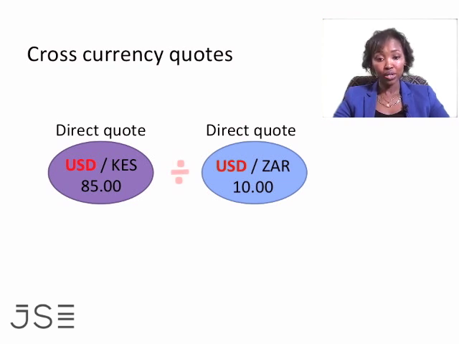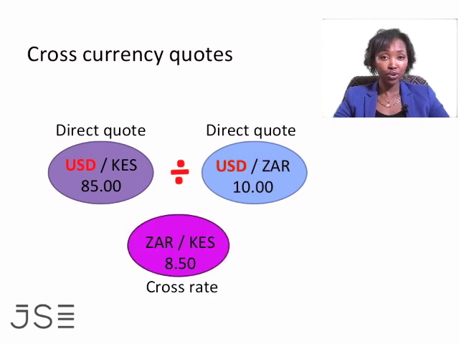So what you then do is that you're going to divide. So you would take the dollar-Kenyan shilling quote of 85 divided by the dollar-rand quote of 10, which gives you a cross rate of rand to Kenyan shillings of 8.5. And in this case, the rand, which is the stronger currency, then becomes the base currency, and the Kenyan shilling, which was the weaker of the 2, is now the quoted currency. So this means that if you want to buy 1 rand, it will cost you 8.5 Kenyan shillings.